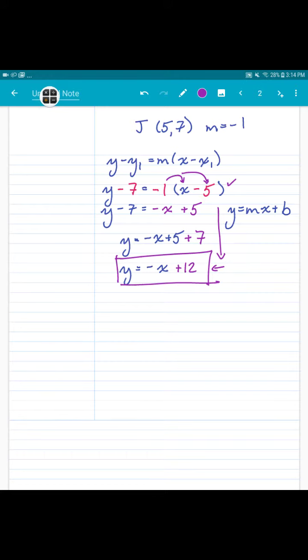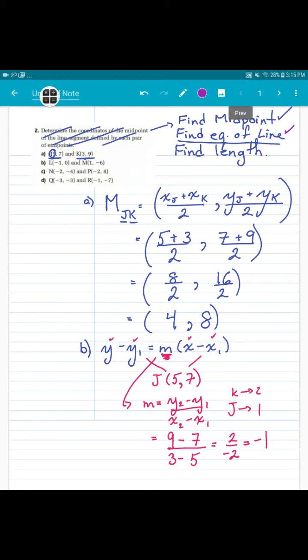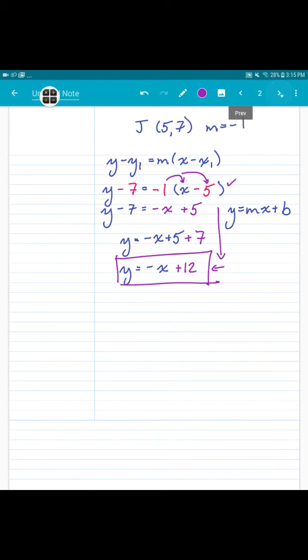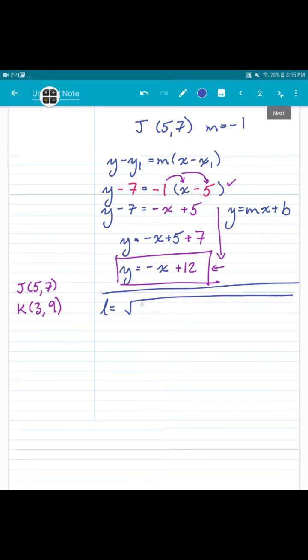Okay, so now the last thing that we're supposed to do here is find the length of that line segment. So I'm just going to rewrite the points here. I've got J, which was (5, 7). And we had K, which was (3, 9). And now we're just going to write out the formula for finding the length. So the length is equal to the square root of x2 minus x1 squared plus y2 minus y1 squared, which is basically just the Pythagorean theorem.